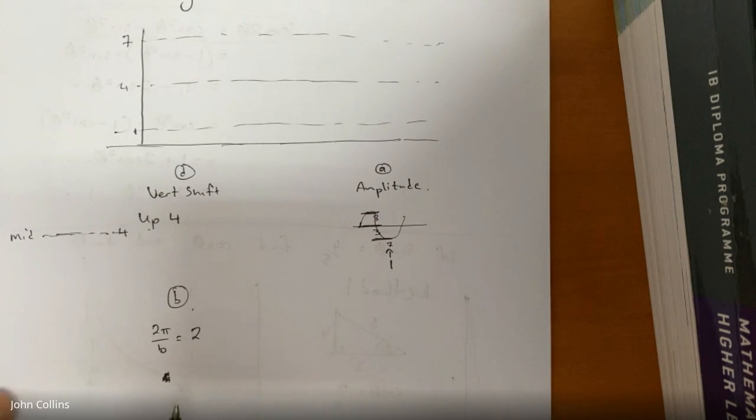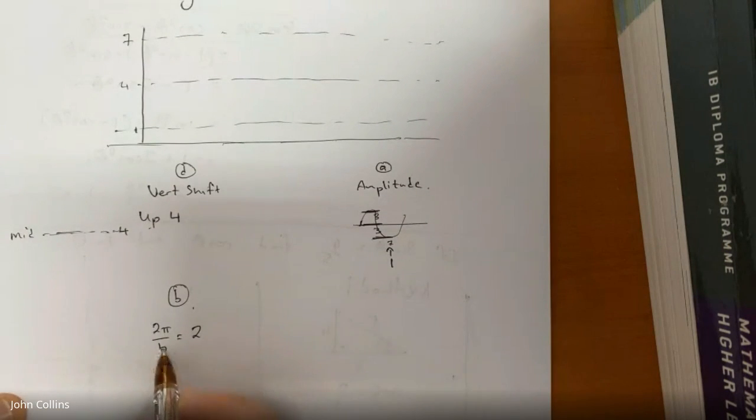Is B, yeah. No, it's the same thing. You're getting the same thing. I'm saying 2 pi over 2 is 5. Oh, sorry. What did I write? You wrote 2 pi over B. Oh. Yes. Sorry, B equals.